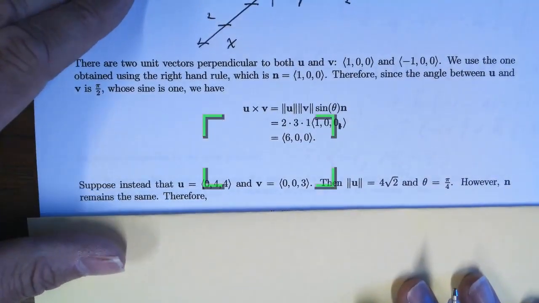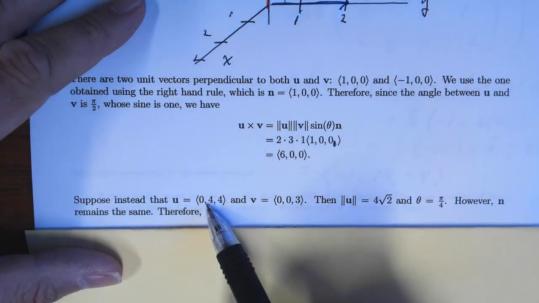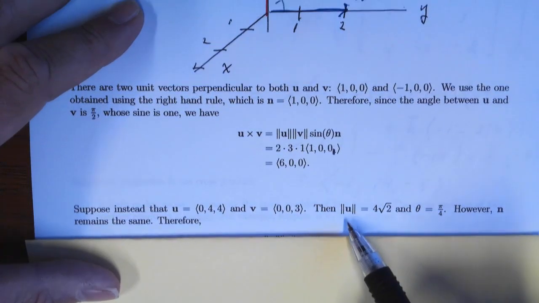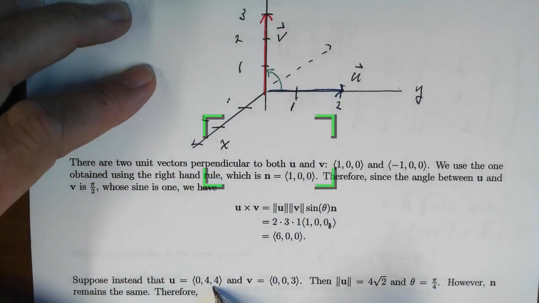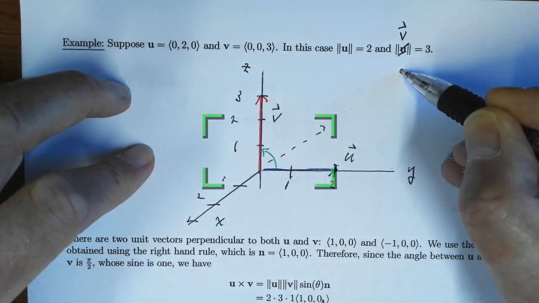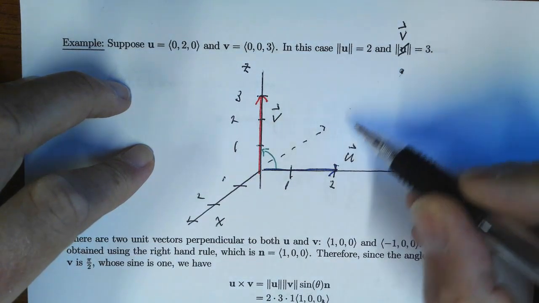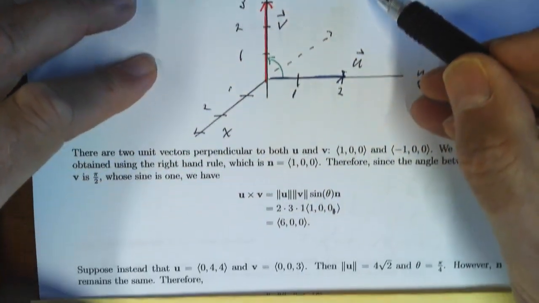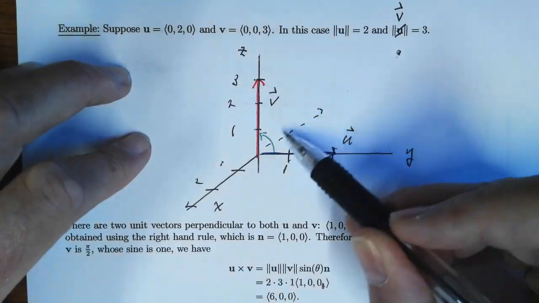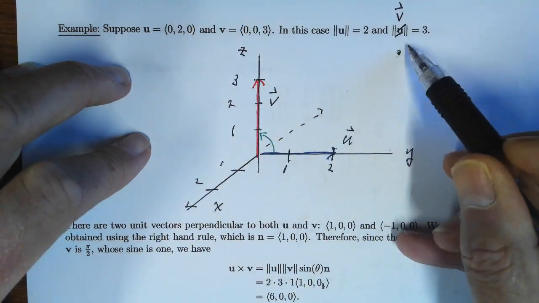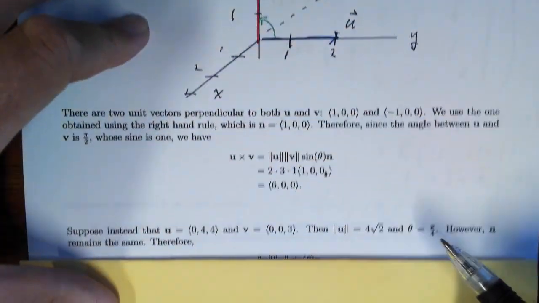Let's take a look at a slightly different example. Suppose the vector U now is 0, 4, 4. V remains the same as 0, 0, 3. Now, if I draw the vector U in this case, it's going to end at the point 0, 4, 4, which is up here. So now we have that vector. If this is the vector U, this now is in the zy plane, and the angle that separates the two vectors is going to be pi over 4 radians.